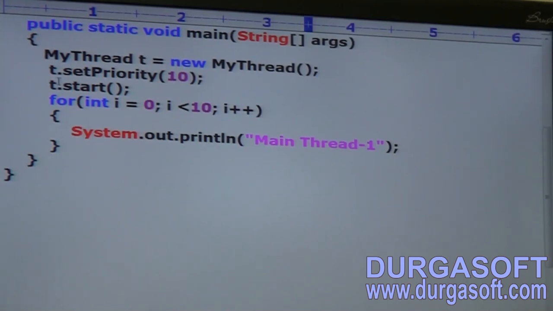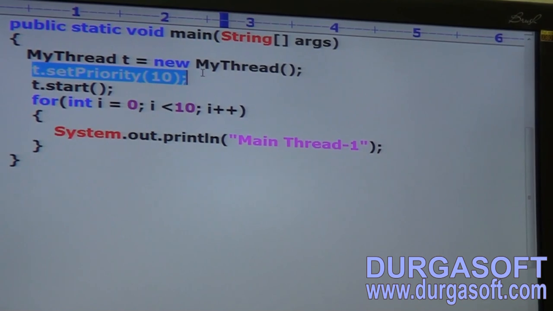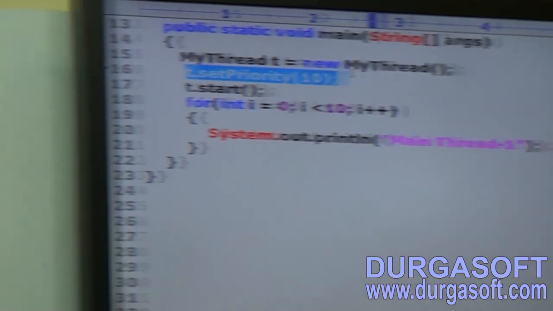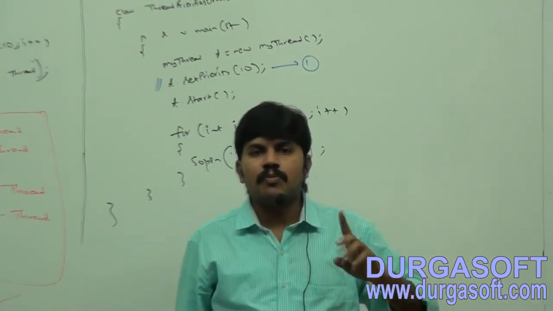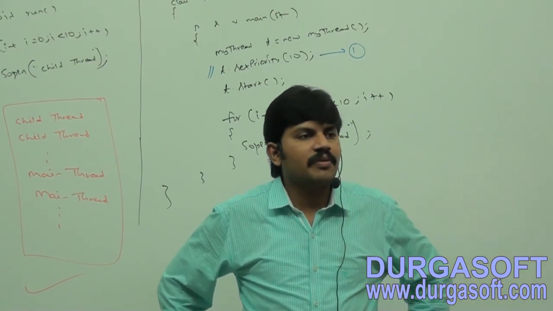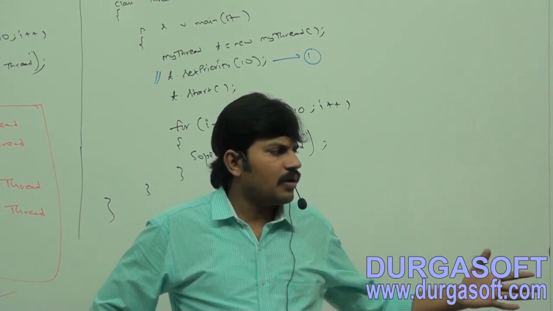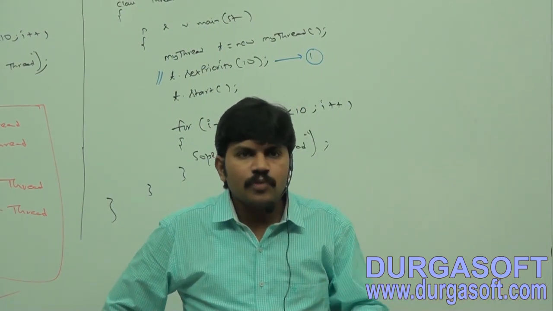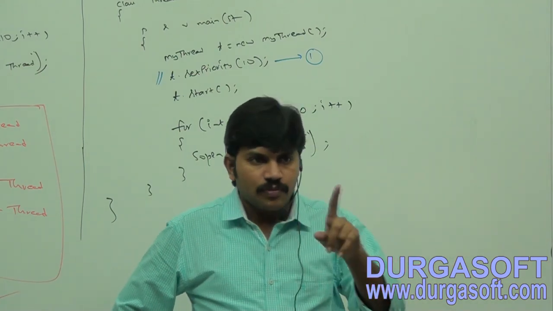Why? What is the reason? t.setPriority(10) is already set. Simple: some operating systems, some platforms won't provide proper support for thread priorities. Here I am using Windows 7. Windows 7 by default won't provide support for priorities, right? Then if the underlying platform won't provide support for priorities, how confidently can I implement this concept in my application? You may have the doubt.